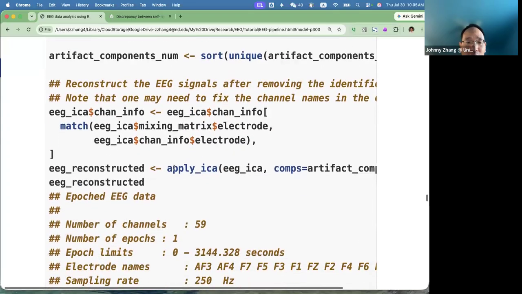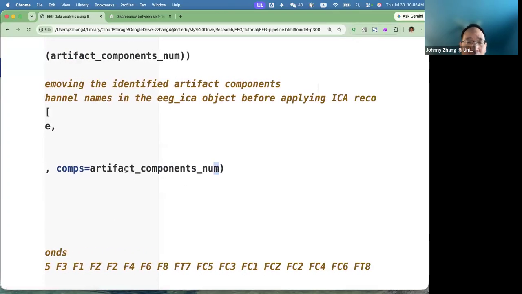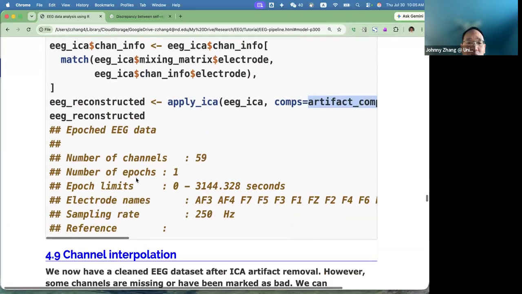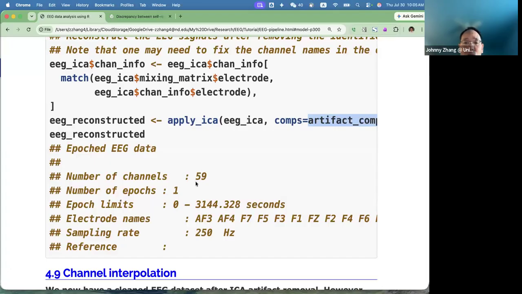And then I can create a list of components I want to remove. And now I get a reconstructed EEG signals. And remember, when you do this, you may want to use the original EEG data. Use your original EEG data to reconstruct your EEG signals.